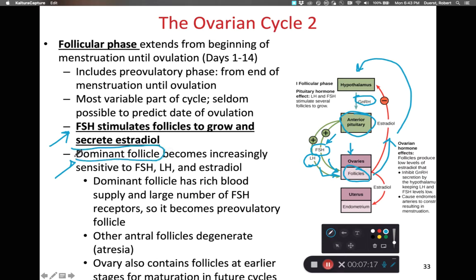And this dominant follicle will have increasing sensitivity to luteinizing hormone and follicle stimulating hormone, and as it becomes increasingly sensitive, it's going to grow faster and faster and become even more sensitive and grow even faster. So this dominant follicle will enter into a positive feedback loop very quickly. And as we look at that follicle, eventually it's going to ovulate.